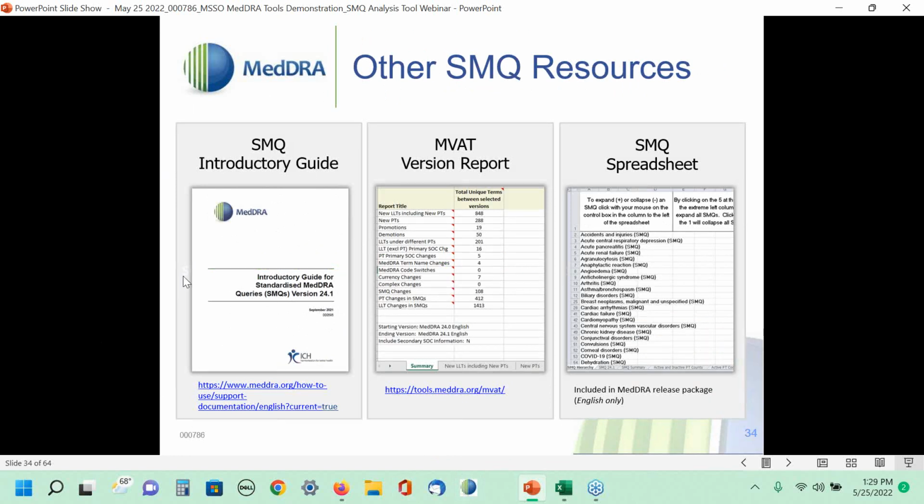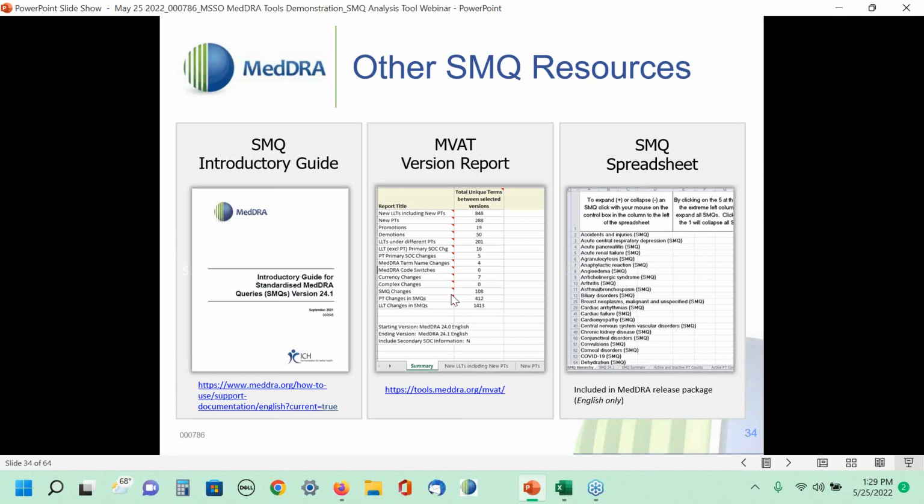The first is the SMQ Intro Guide, which comes with every release of MedDRA. This is an encyclopedic 300-page document which has everything you would ever want to know about an SMQ. And so before you use any SMQs, I would heartily suggest that you at least read the 4 or 5 pages on your particular SMQ to make sure it's going to do what you want it to do.